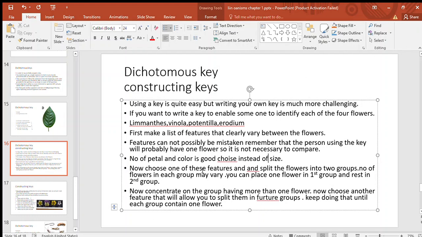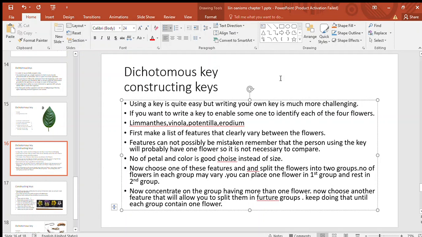Now choose one of these features and then split the flowers into two groups. The number of flowers in each group may vary. The first group may contain one flower and the rest of the flowers in the second group. Now, concentrate on groups having more than one flower. Take the group which has more than one flower. One group has one flower and the other has three flowers. Now choose group number 2.